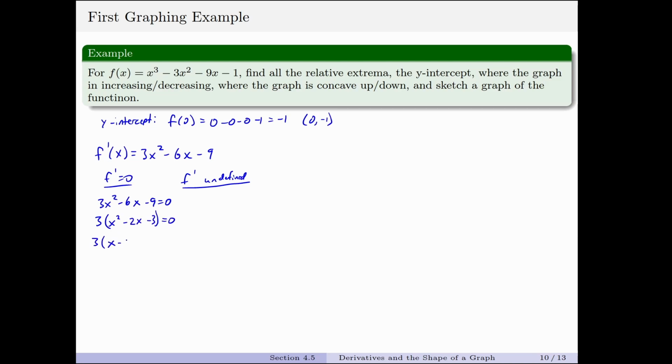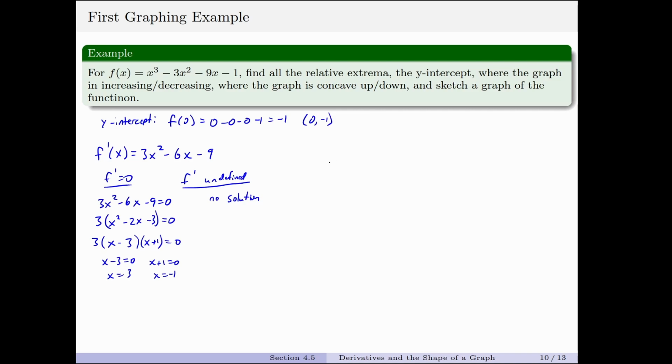I'm going to factor again into x minus 3 times x plus 1. So when x minus 3 is 0, x is 3. When x plus 1 is 0, x is negative 1. There is nowhere where this is undefined because it's a polynomial.